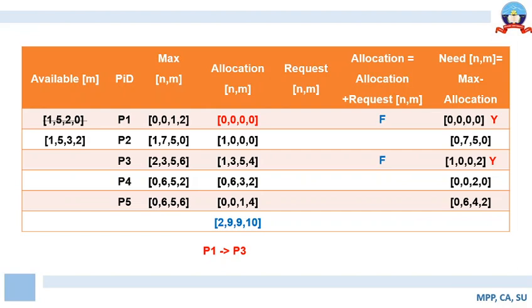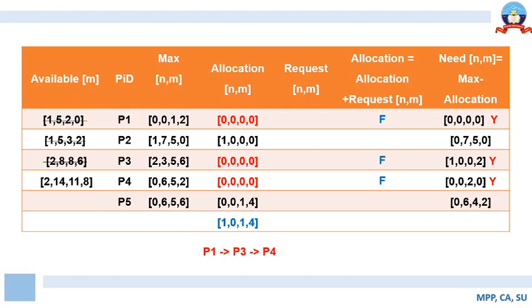So 1 plus 1 is 2, 5 plus 3 is 8, 3 plus 5 is 8, and 2 plus 4 is 6. So 2886. Now P3 has completed its execution. Now we'll try to determine a process that can be catered to by 2886. So there is a process P4 that can be catered to. So we'll select that particular process, assign the resources 2886 to process P4, let process P4 complete its execution, and then eventually update the available set.